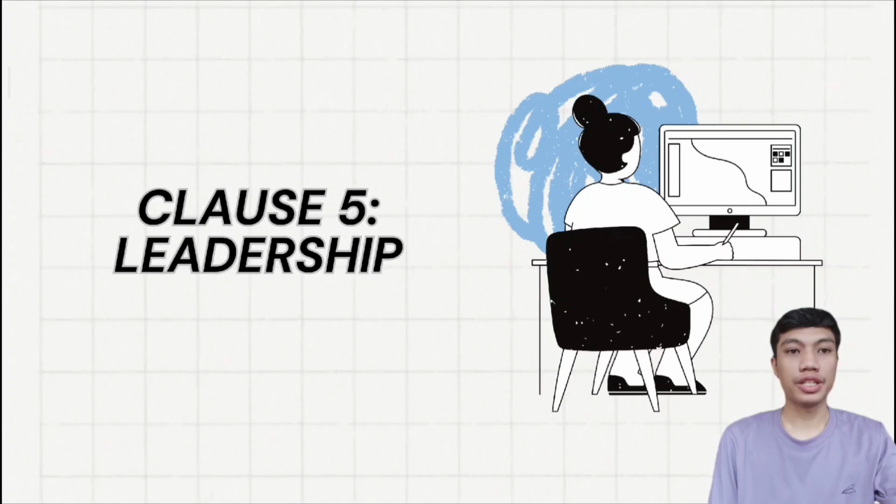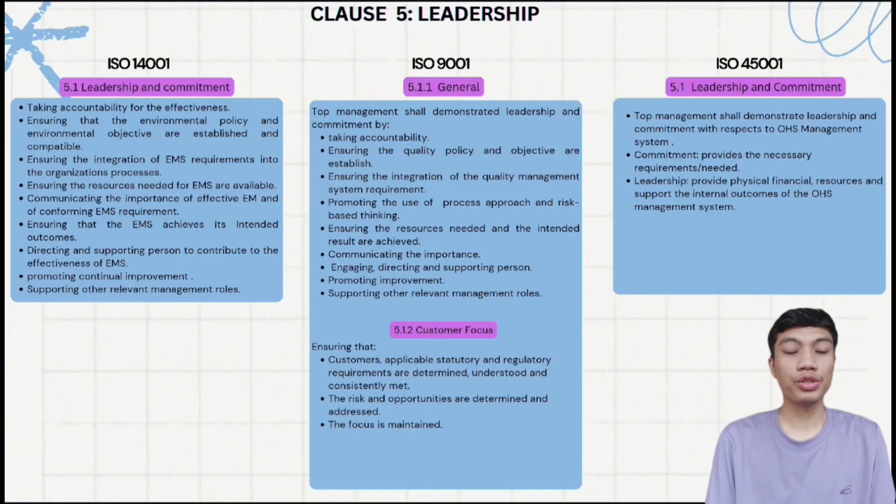Clause 5, which is leadership. ISO 14001 uses 5.1, leadership and commitment, which are taking accountability for the effectiveness; ensuring that the environmental policy and environmental objectives are established and compatible; ensuring the integration of EMS requirements into the organization's processes; and ensuring the resources needed for the EMS are available.